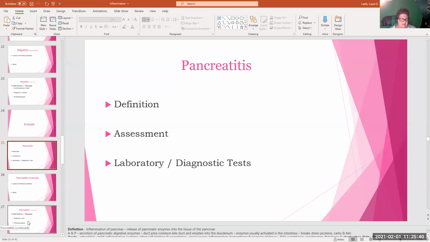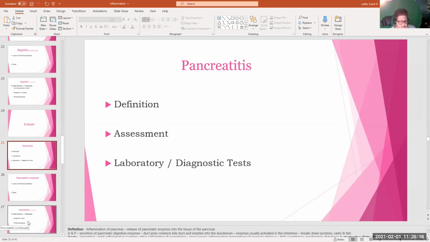So the diagnostic tests are going to be serum amylase. If I use the SI units or even the regular units, anything over 170 is going to be indicative of inflammation in the pancreas, and it'll rise 2 to 12 hours after the onset. It'll return to normal somewhere in 3 to 4 days, depending on the duration of the pancreatitis.